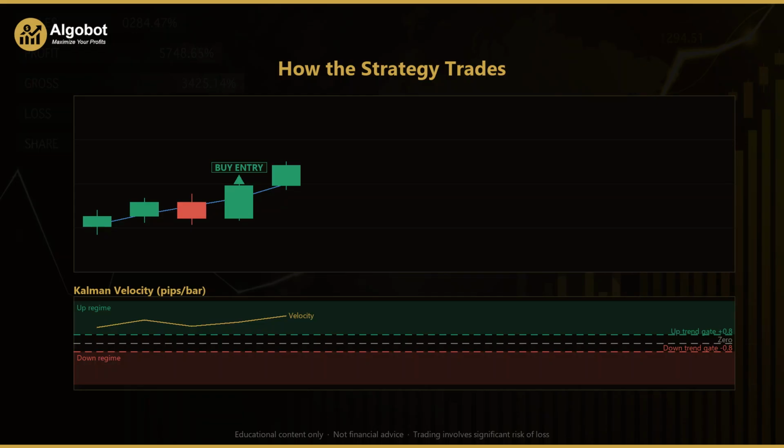Then on the third candle, price does something the strategy is specifically waiting for. It pulls back and dips below the blue filtered level. Its close slipping under the line. On its own, that dip is not an entry. The strategy needs confirmation that the pullback has resumed in the trend's direction.